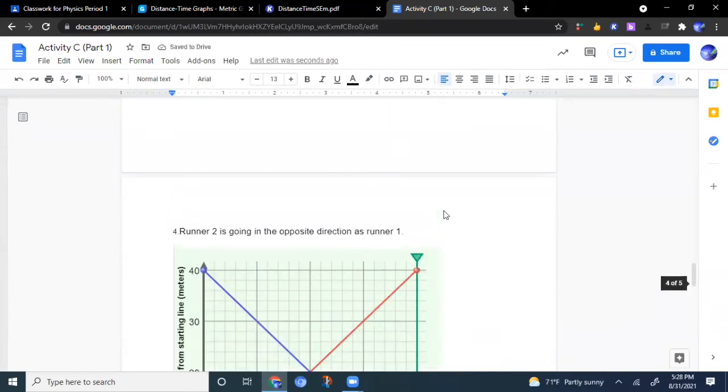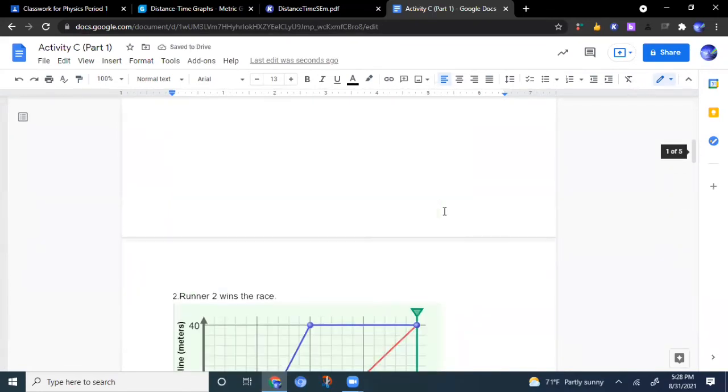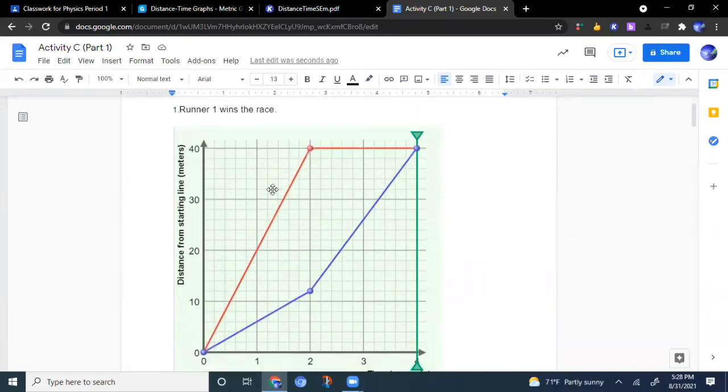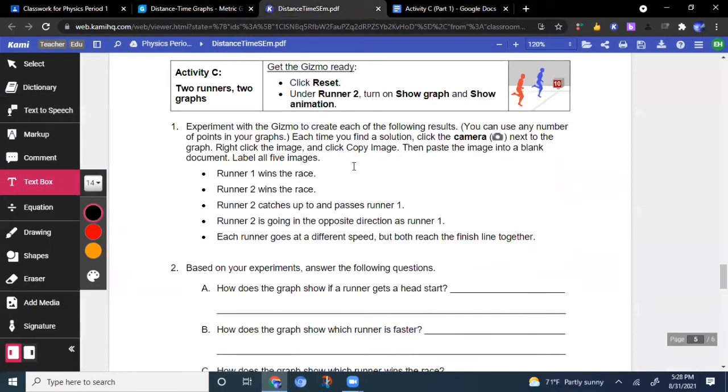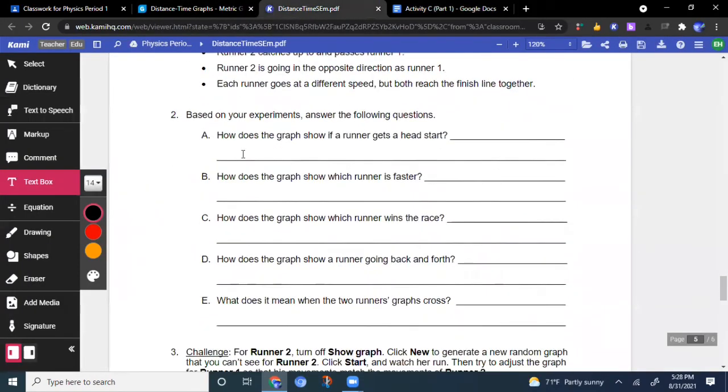Okay, this is how we complete activity C, part 1. Now, these are just suggestions. There are countless other possibilities that you can encounter as well. Number 2, based on your experiment, answer the following questions.